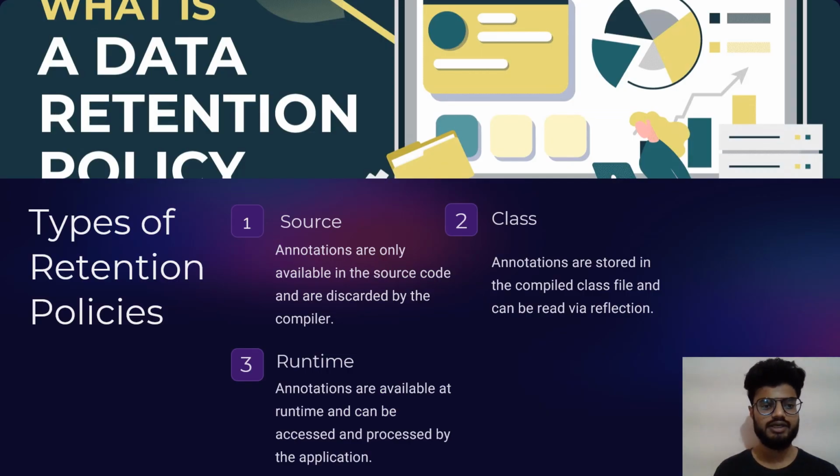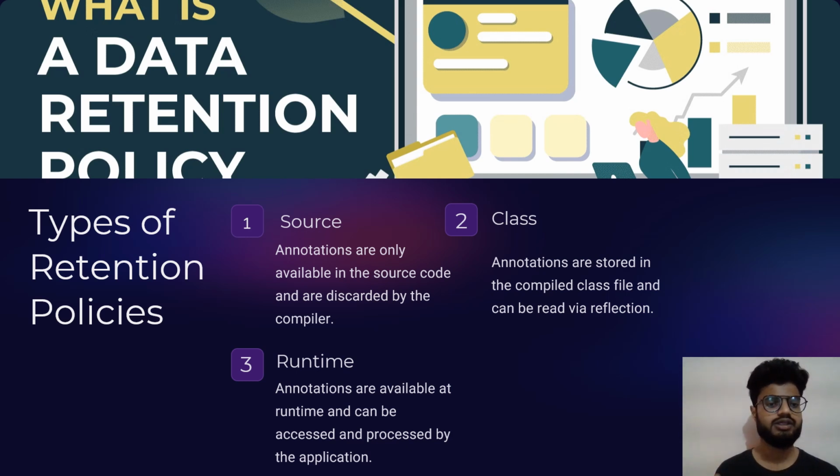There are basically three types of retention policies. The first one is source-based retention policy, the second is class-based, and the third is runtime. The source-based retention policies are only available for the source code and are discarded by the compiler. The second one is class-based retention policies. The class-based retention policies are the ones which are compiled in the class file and can be read via reflection.